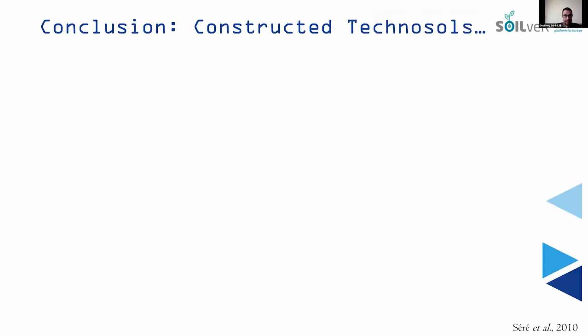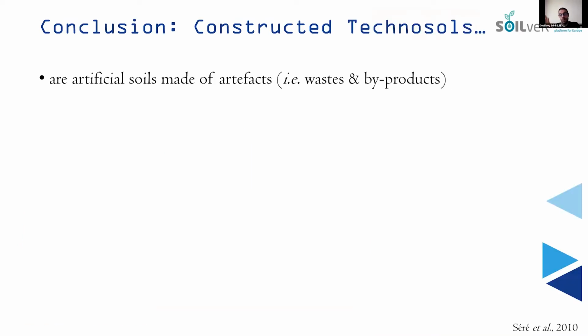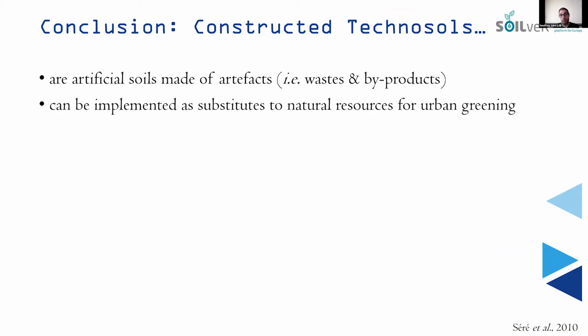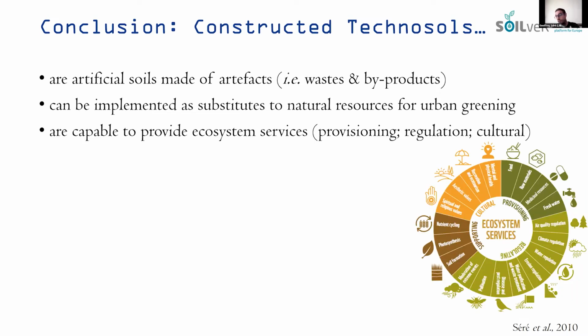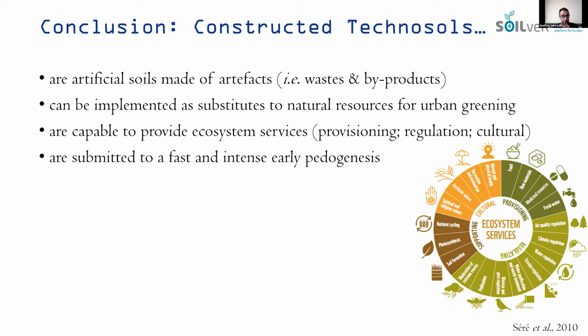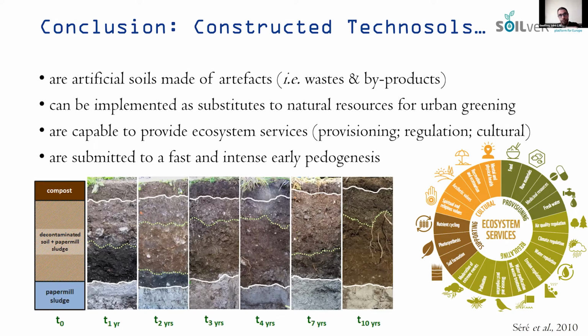So to conclude, constructed technosols are, of course, artificial soils that are 100% made of artifacts of the WRB, especially waste and byproducts. They can be implemented as substitutes to natural resources for urban greening or for greening of urban industrial wasteland, for example. They are capable of providing multiple ecosystem services in a similar way to natural soils. But I won't go too much into details because this is one of my research topics. Such constructed technosols are also submitted to a very fast and intense early pedogenesis, which is of high interest for soil scientists.